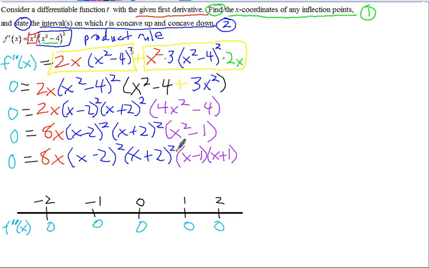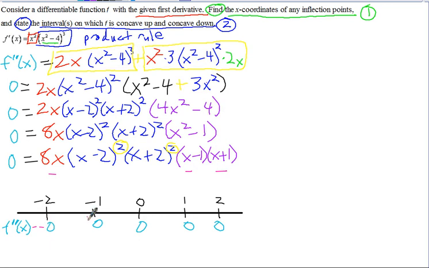Notice we've got squared on a couple of these, so we don't have to worry about these ever being negative. And other than 2 and -2 making them 0, they're always going to be positive. So we really only have to test the 8x, the x minus 1, and x plus 1. So, for instance, we test -3. -3 times 8 is negative. -3 minus 1, negative. -3 plus 1, negative. 3 negatives multiplied together is negative.